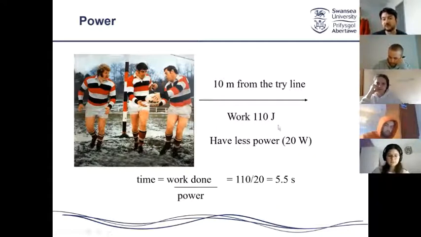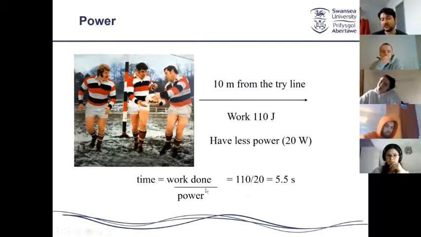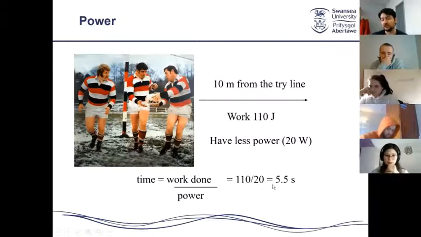36.7. Now we can look at power being equal to work done divided by time, rearrange it, and work out that for exactly the same activity, so the same amount of work done, 110 joules, divided by their power of 20, this would take each of these guys 5.5 seconds to do. So hopefully that brings together these concepts.